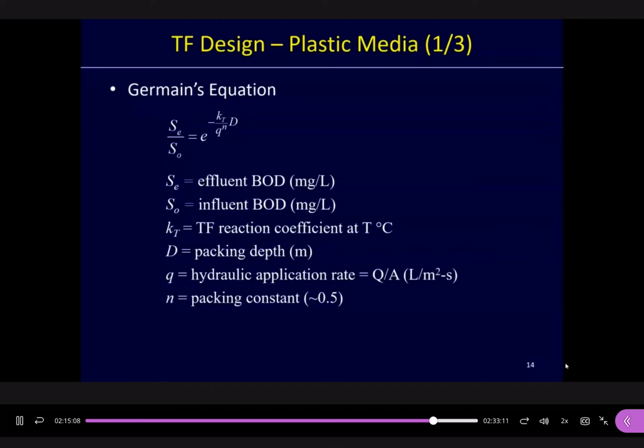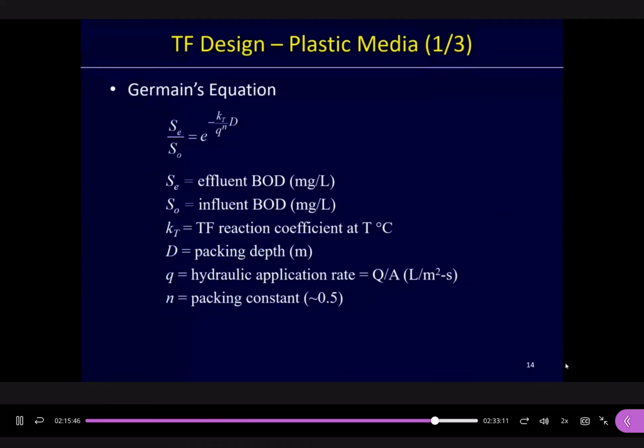For example, plastic media, we have the German's equation: S_e effluent concentration over S_0 influent equals e to the minus k_T divided by Q to the n times D. k_T is trickling filter reaction coefficient. It's a measured parameter. D is packing depth. Q is hydraulic application rate. What is hydraulic application rate?